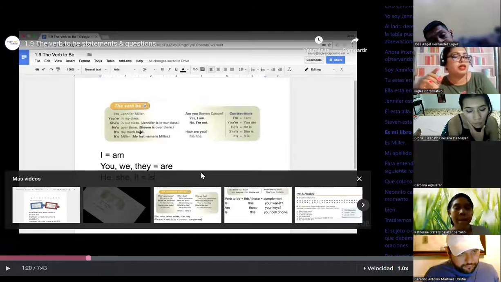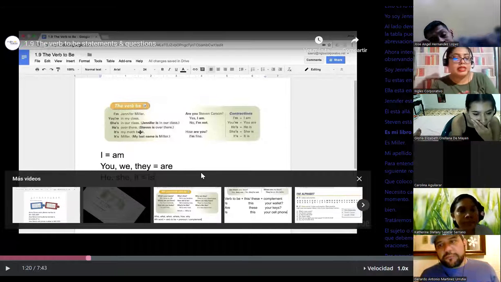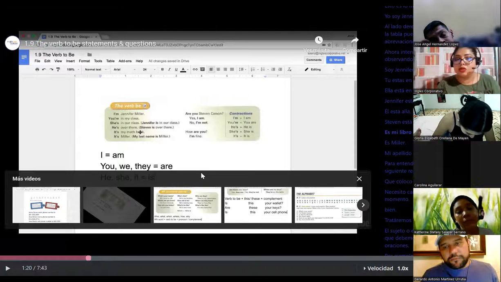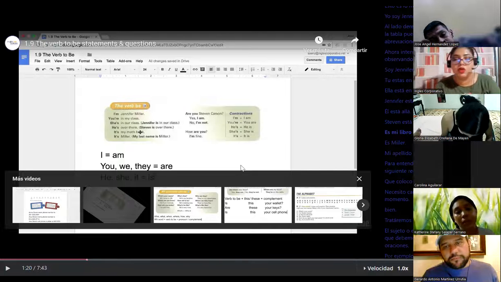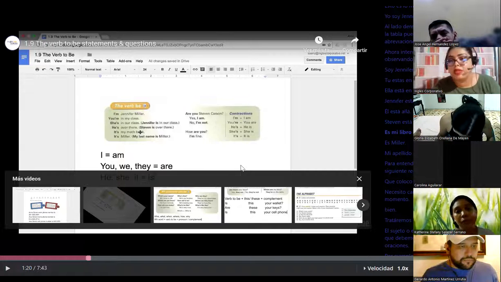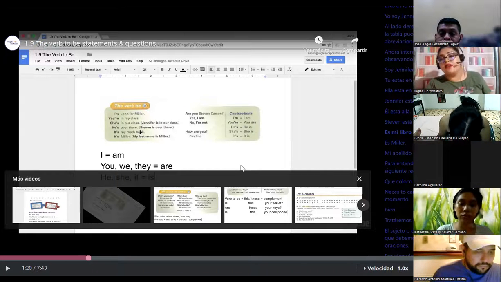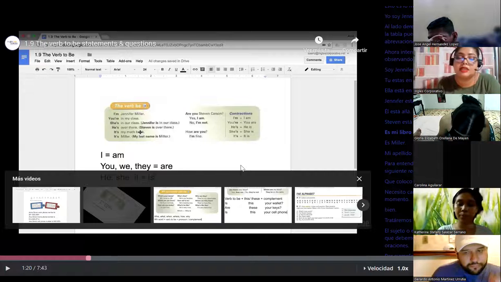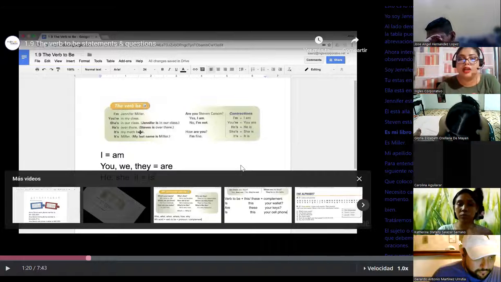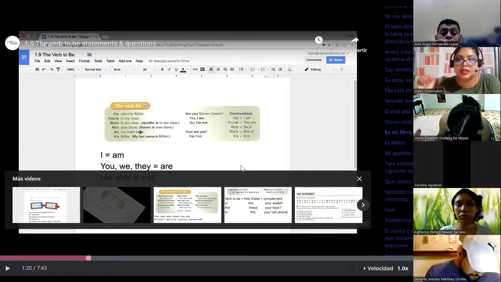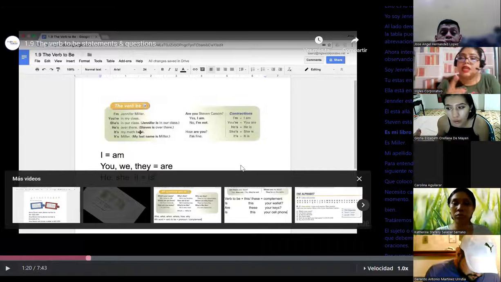Okay, in this case, we are talking about the contractions. Estamos hablando de las formas cortas en las que nosotros podemos utilizar estos verbos, que es la parte que ustedes ven ahí de las contractions, que básicamente es lo mismo porque no va a cambiar el significado. Lo único que cambia es la forma en la que pronunciamos estas palabras y también la forma de escritura. I am, I'm. You are, you're. He is, she is, and it is, it's. Y esto es bastante importante.